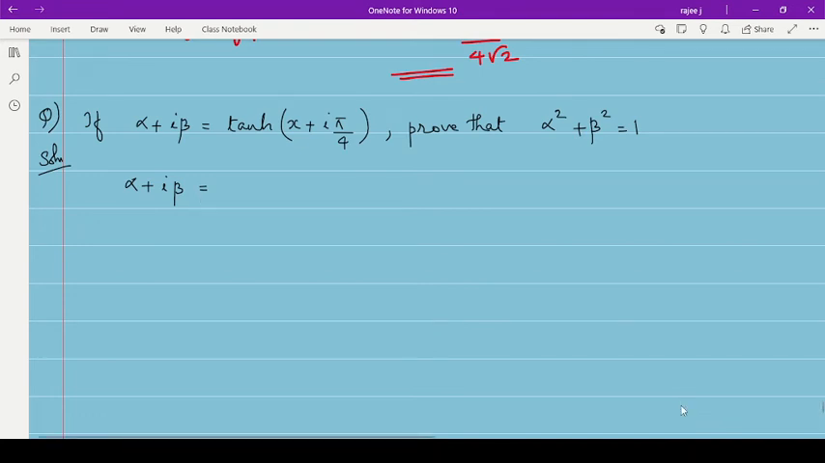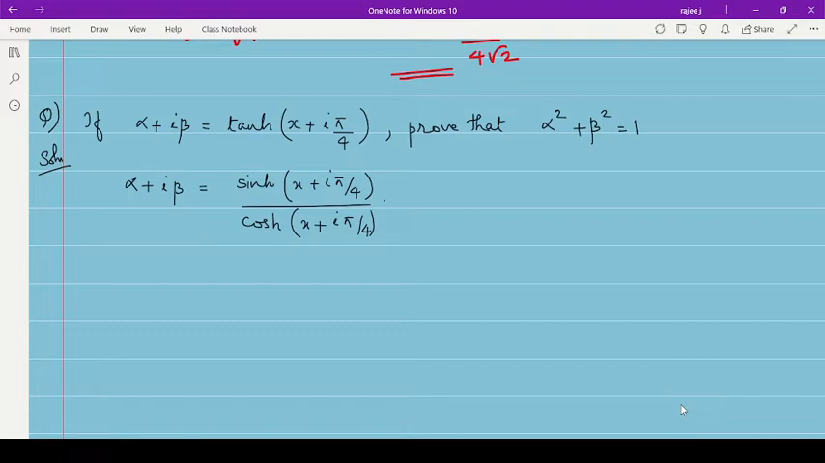alpha plus i beta is tan h. tan hx is sin hx upon cos hx. So we can write this as sin h (x plus i pi by 4) upon cos h (x plus i pi by 4). Then, what we are doing here is, we will multiply this with the conjugate of this denominator.